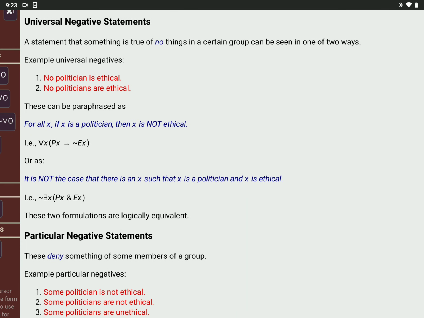If we want to say no member of some group has a certain property, we can think of that in two ways. So we want to say no politician is ethical, or no politicians are ethical. Those mean the same thing. Those are called universal negative statements. We can translate that with the upside down A, and then we put a negation after the arrow. For all x, if x is a politician, then x is not ethical, not Ex. Or we can translate it with the negation at the very beginning of an existential statement, very beginning of a backwards E statement. It's not true that there is a value of x where x is a politician and x is ethical. Those two formulations are logically equivalent.